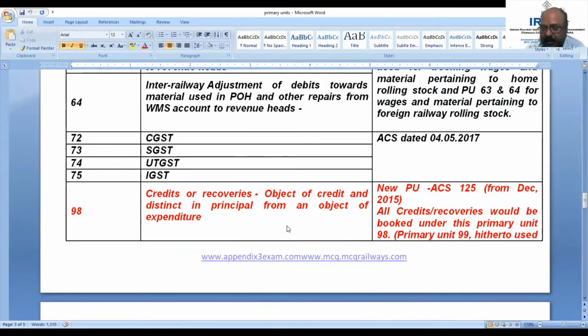It was introduced in 2015. Previously, it was also accounted under PU 99, other expenses. Now it is very difficult for the budget section to estimate these other expenses as well as credits and recoveries, when both are under the same PU. That is the reason the Railway Board introduced this PU 98, very important for MCQ.